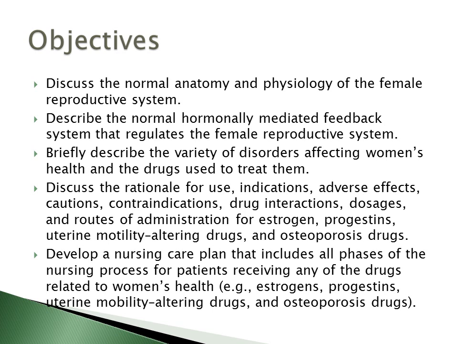A few of our objectives, again, understand normal anatomy and physiology of the female reproductive system. Describe the normal hormonally mediated feedback system that regulates the female reproductive system. As far as describing the variety of disorders, we're really only going to touch hard on menopause and then a little bit on osteoporosis. We're not going to get in-depth into infertility issues or anything of that nature. So this is going to be a fairly superficial lecture as far as it comes to disorders.